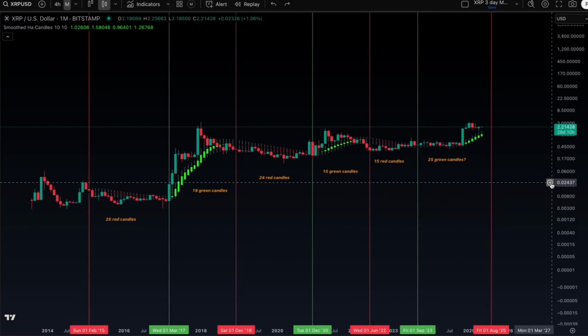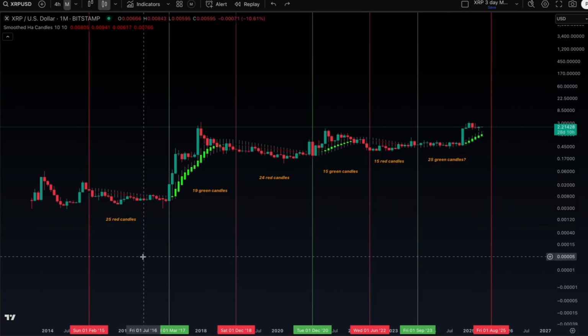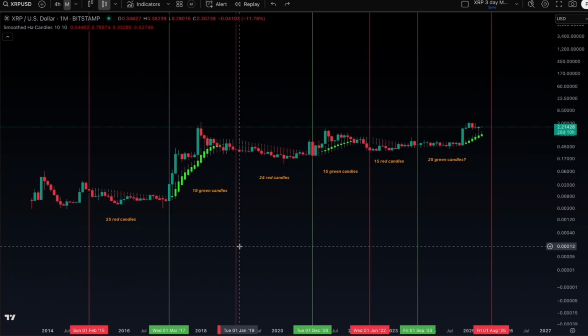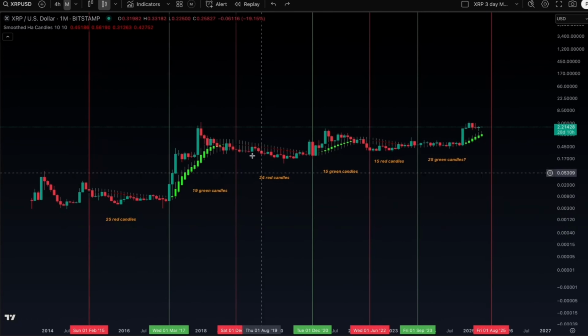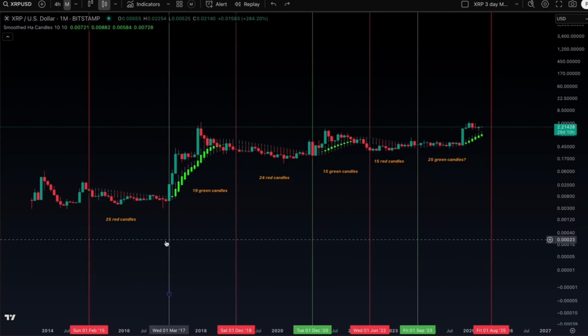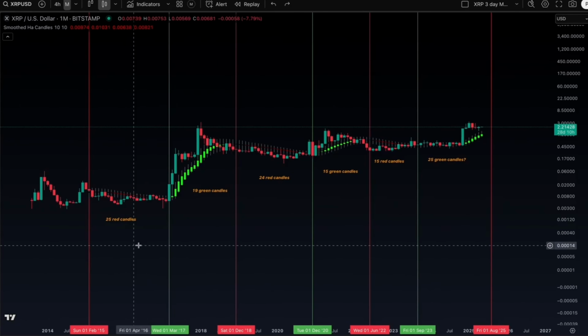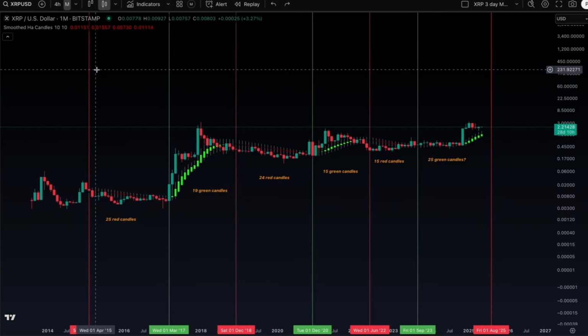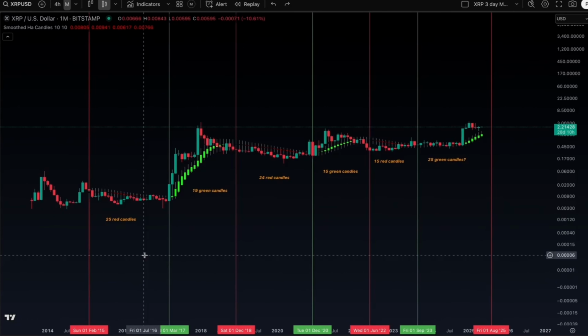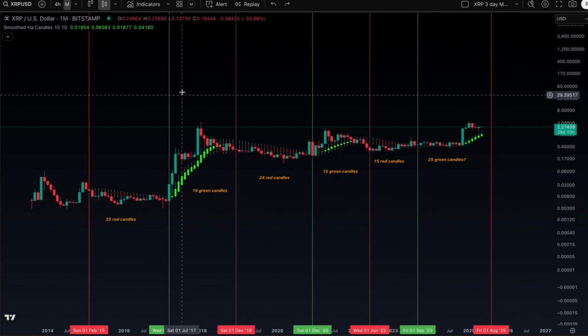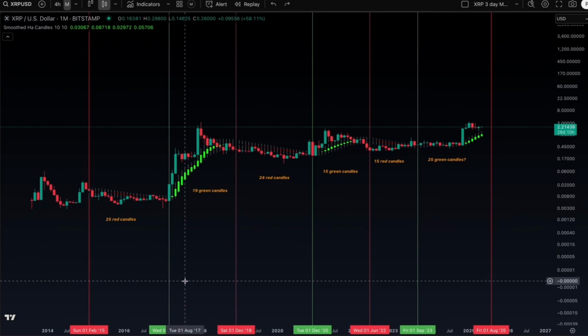Now, I have gone through and counted out every single candle for each period, whether it be a series of red candles or green candles. So let's start at the beginning here. During this period, we had 25 red candles. And you can see that the red line indicates exactly where it started, and the green line indicates where those red candles came to an end. We're then followed up by the bull market that we had in 2017, where we saw 19 green candles.